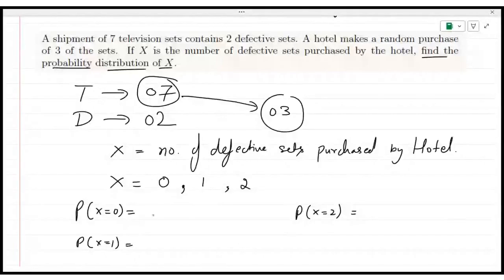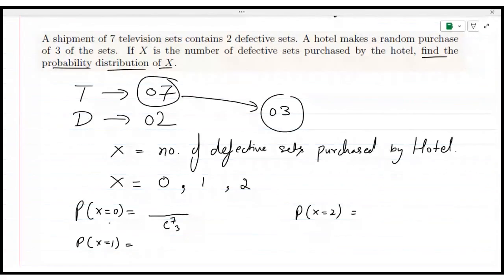Okay. Now, first of all, in how many ways can a hotel purchase 3 televisions out of 7? If we have 7 things and we want to choose 3 things, how many different options do we have? How many different combinations are possible? That is 7C3, as I have explained. Now, what do we want?